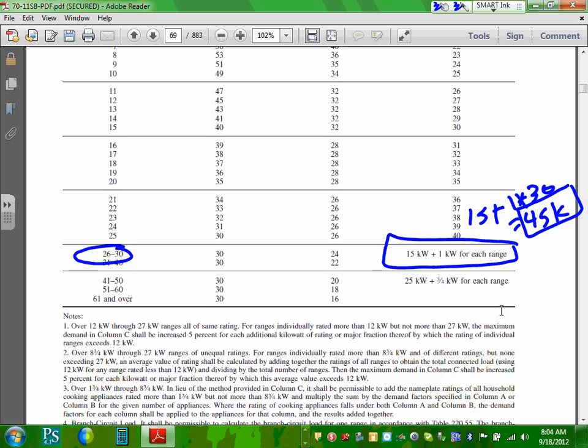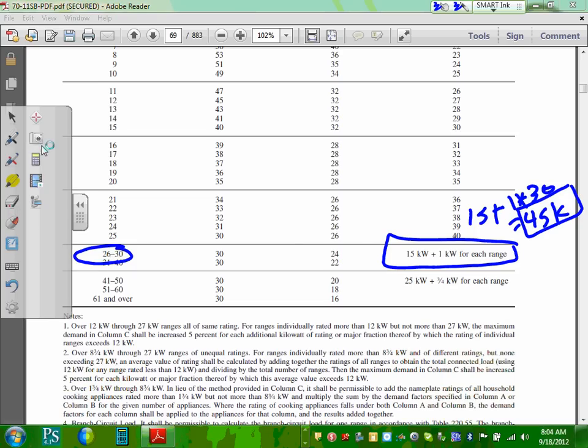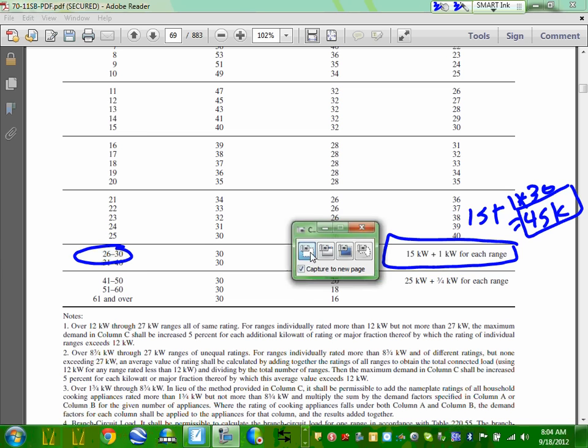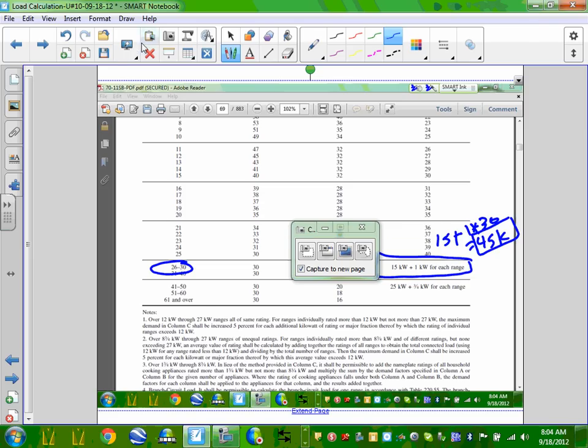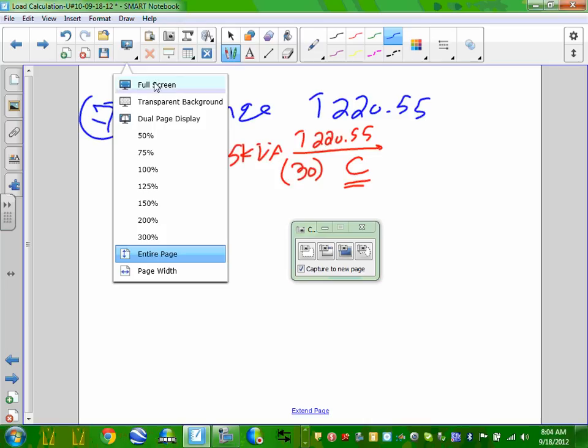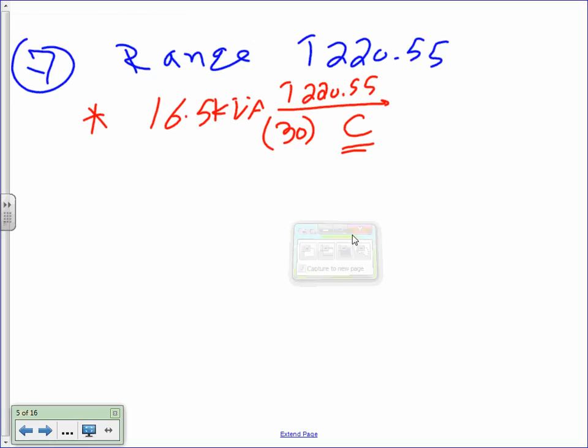Where would you get the 25? Okay, let's take a snapshot of this one because you guys are cool. All right, so we got a snapshot of that. So let's go back and take full screen here. So everybody knows where the 45 came from, right? It's 45 kW, which is equivalent to kVA.